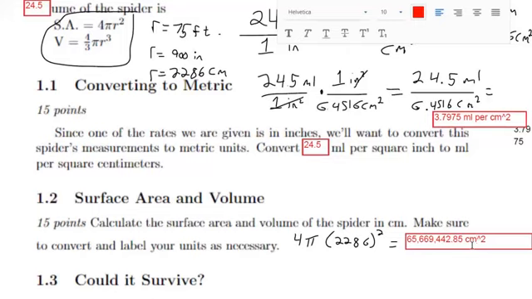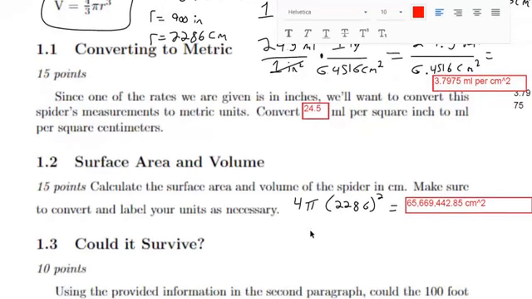65,669,442 square centimeters. Because surface area is like measuring two-dimensional area: left, right, up, and down. If you were to take a box, take its side panels off and lay them down flat on the ground, ignoring the thickness, you're talking about 2 dimensions. So that's why it's centimeters squared.